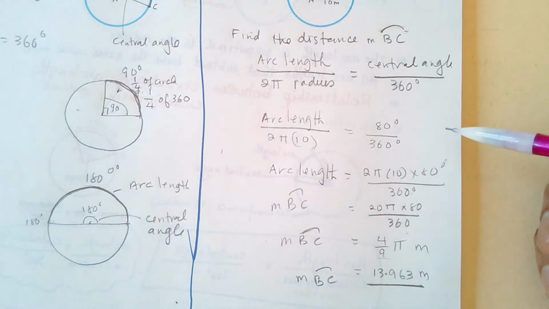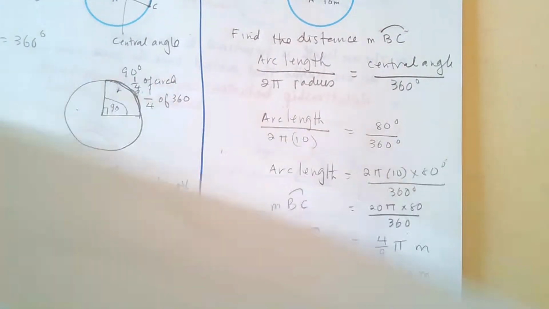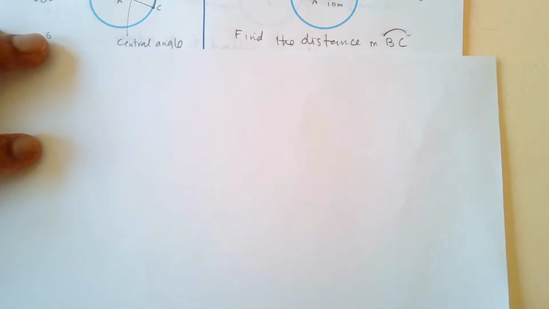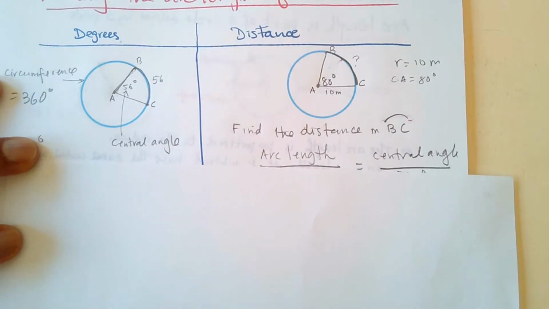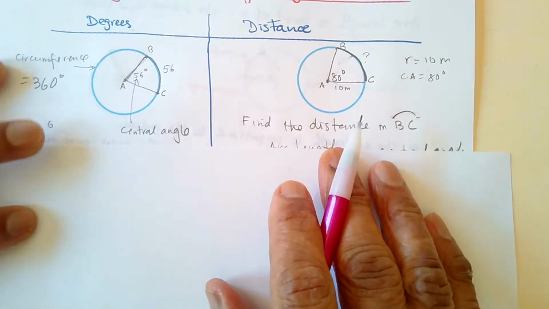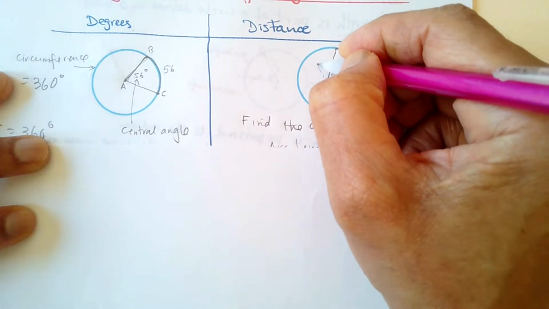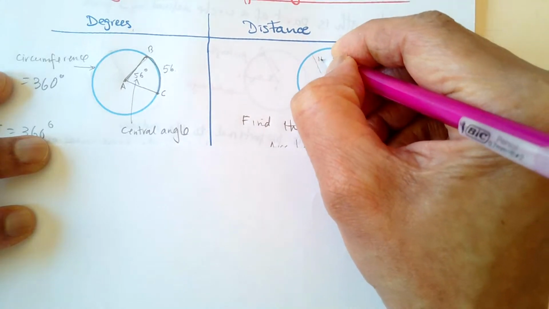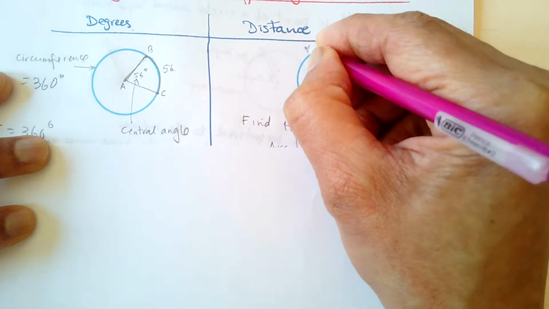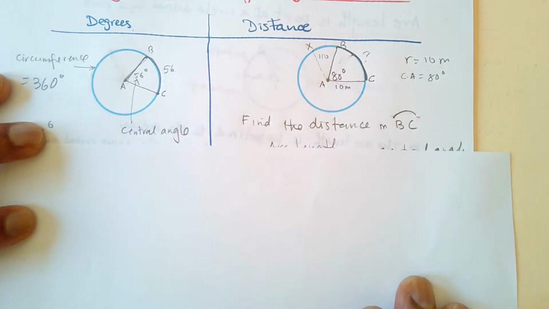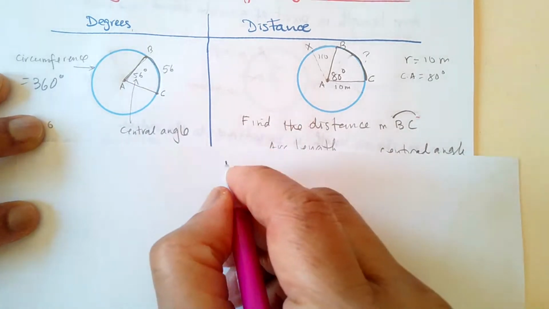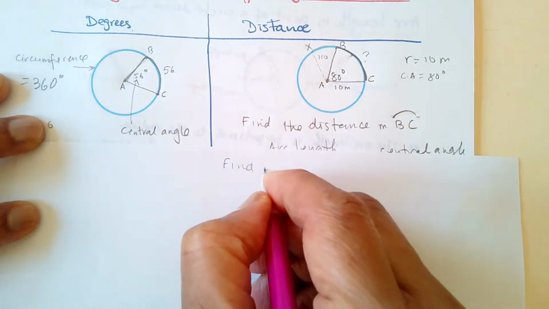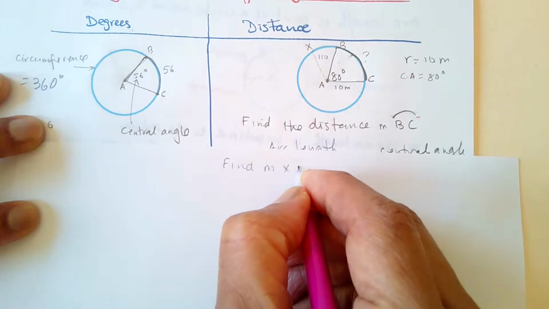Now, if you want to go ahead and find the radius, we go to another question here. Let's find one where, instead of 80 degrees, we have one where it is 110 degrees. So this is 110 degrees. Let's call this XC. Okay, so we want to find the measurement of arc XC.